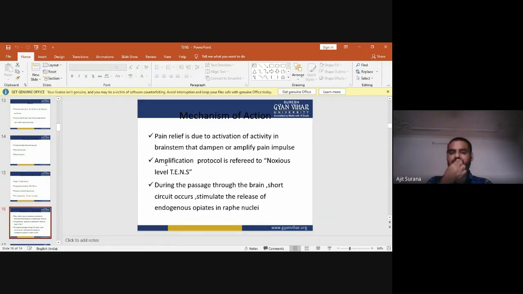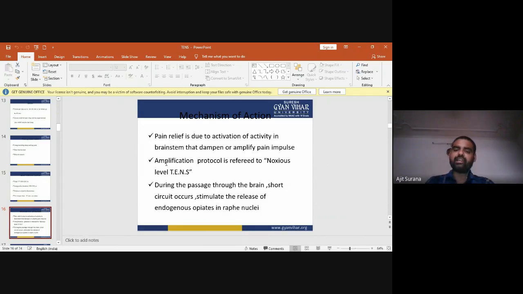Now, the mechanism of action of brief TENS. In brief TENS, pain relief is mainly due to activation of activity in the brainstem that dampens or amplifies pain impulses.